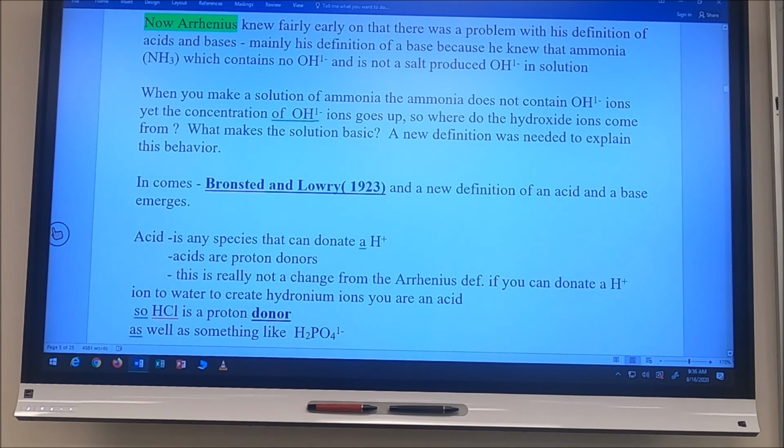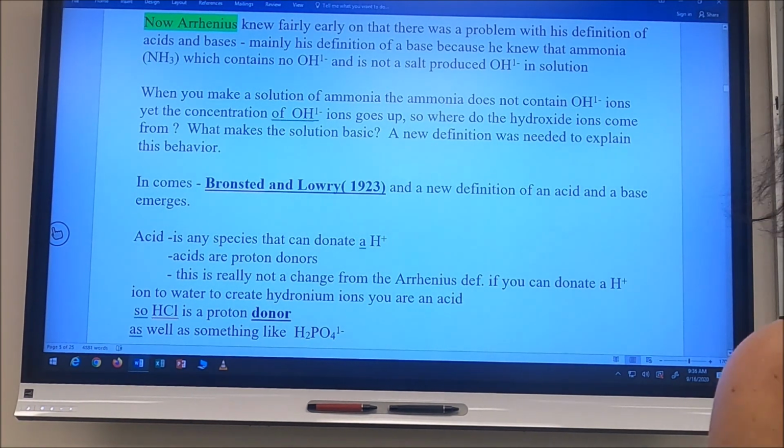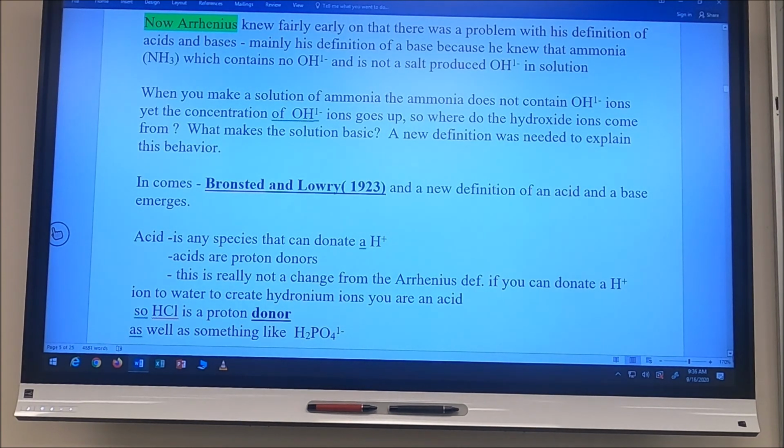Arrhenius figured out fairly early on that there was a problem with his definition of acids and bases. And what gave him an inkling that he had a problem with his acid and base definition was ammonia.